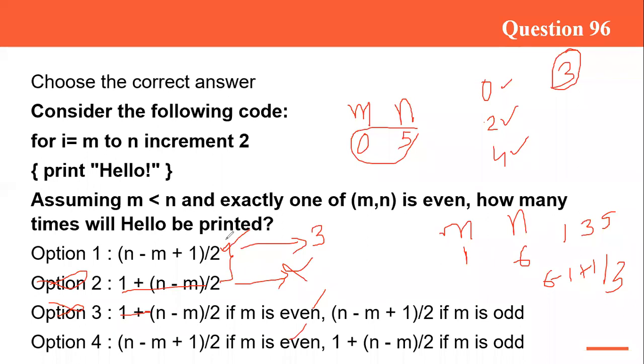Understood that? Is it clear, everyone? So the answer is what? Option 1. Boys and girls, is it clear? If you get a fractional result, ignore that. If you get a proper result, consider that. So I took m as even, and I took m as odd. In both cases I am getting only formula 1 proper. If I take the second one, I'll get a fractional result. Okay. Got it? So that's the answer. Understood, I hope, everyone?